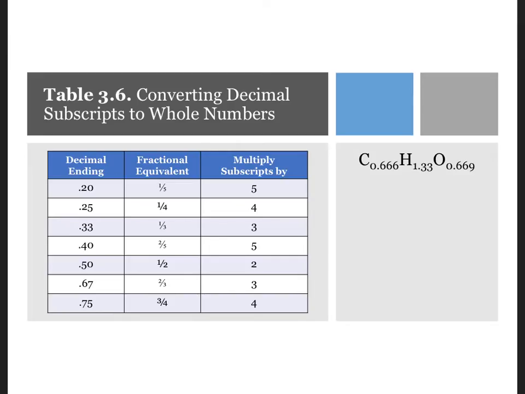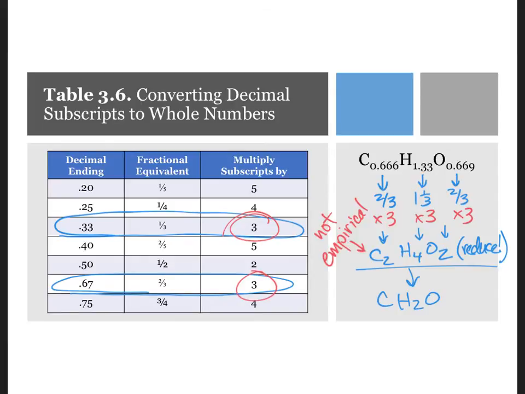While dividing by the smallest decimal subscript often works, sometimes it's easier to multiply the subscripts by a whole number to get rid of the decimal. From our last example, we see that 0.666 is roughly 2/3, 1.33 is 1 1/3, and 0.669 is also about 2/3. If we multiply each of these decimal numbers by 3, we get the correct ratio, CH2O.